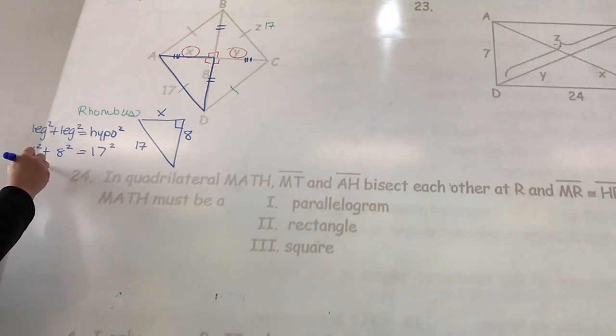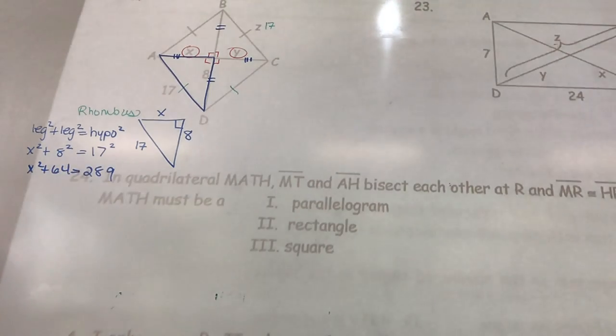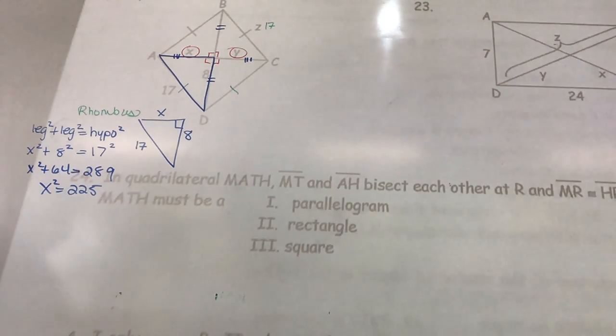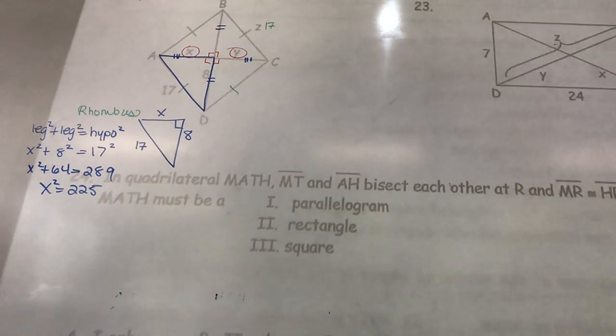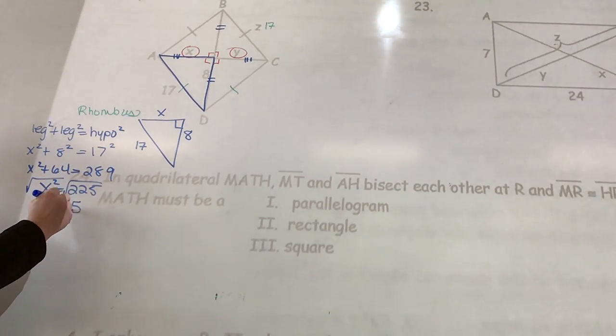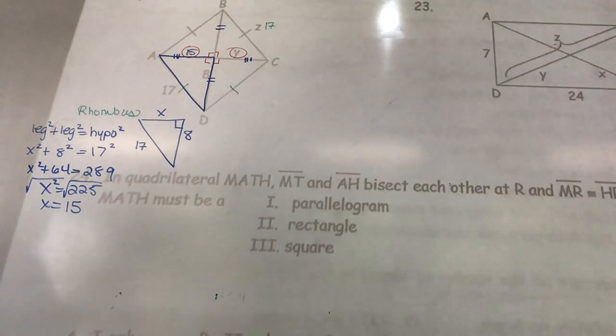So X squared plus 64 equals 289. Then you subtract and you get X squared is 225. What do you do mathematically when you have X squared and you want X? Square root on both sides. And X is 15. So if X is 15, then everybody, Y is 15.